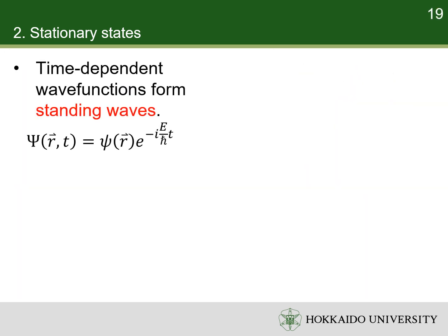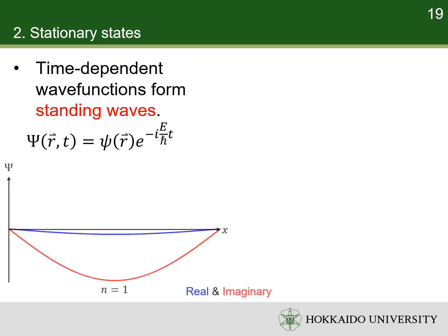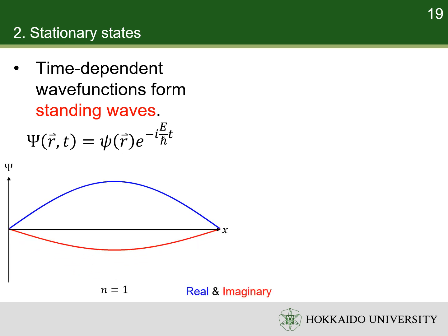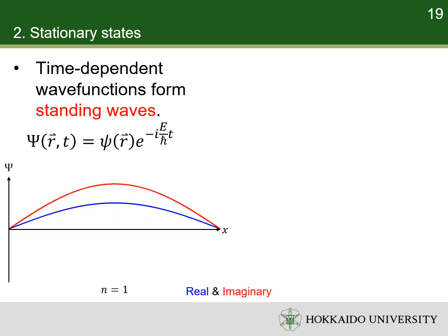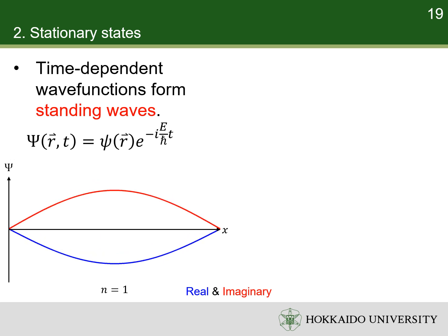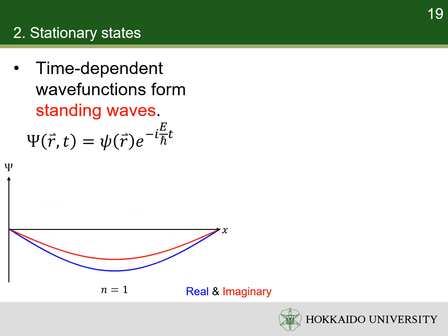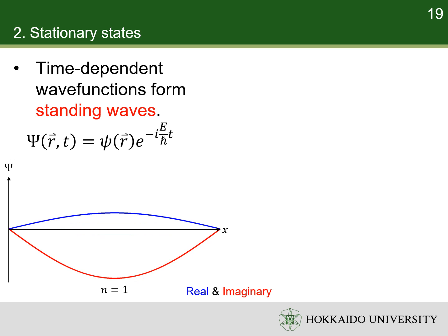The time-dependent wavefunctions oscillate like standing waves with their frequencies related to the energies. For example, the ground state is given by n equals 1. It has the lowest wave vector, that is, the greatest wavelength. It also has the lowest frequency due to its lowest energy.